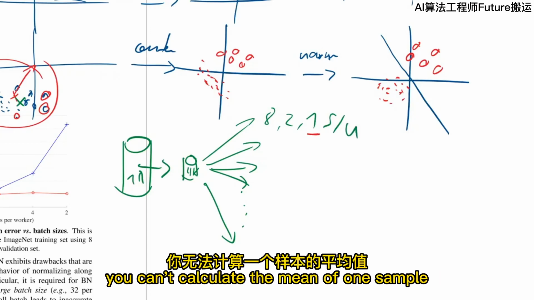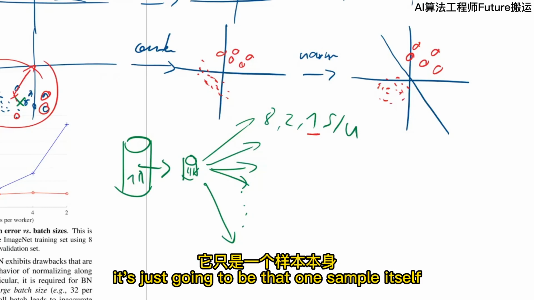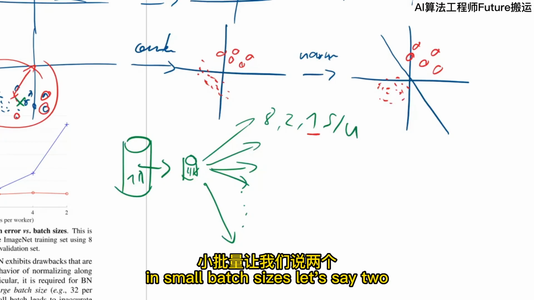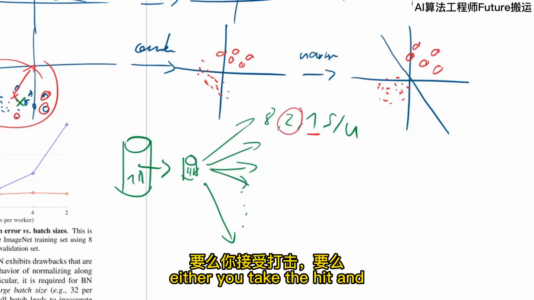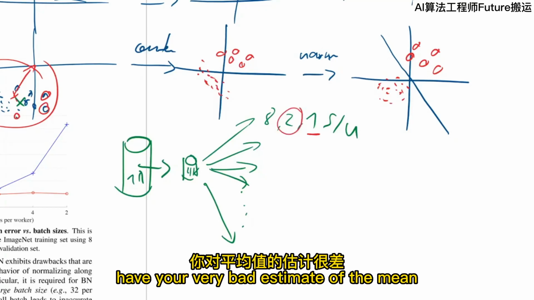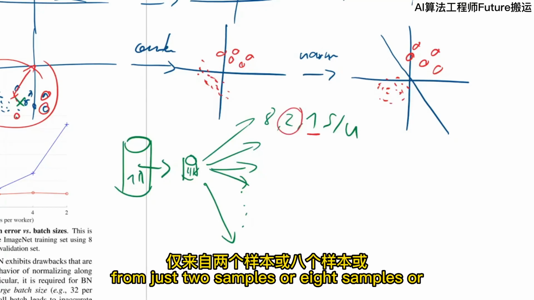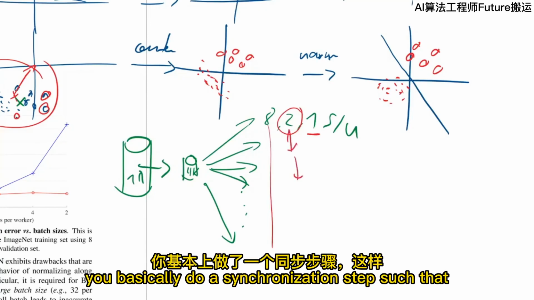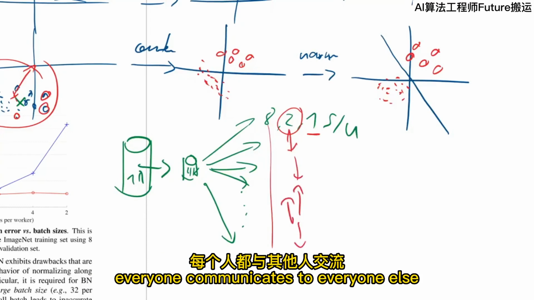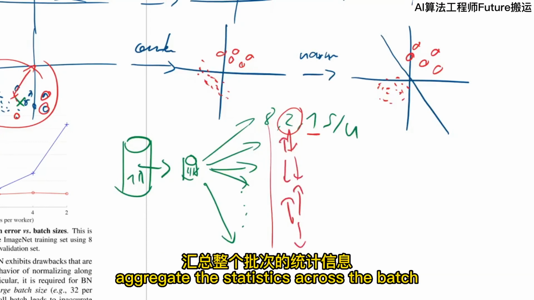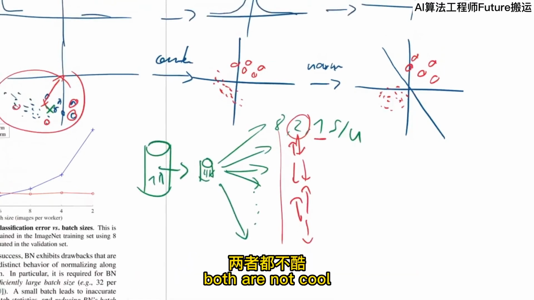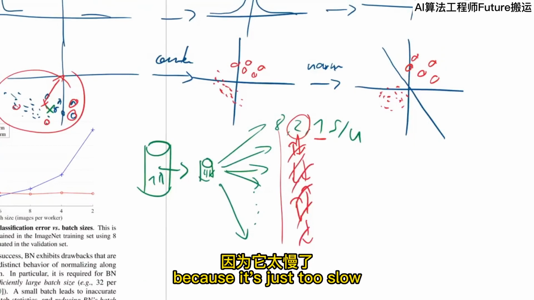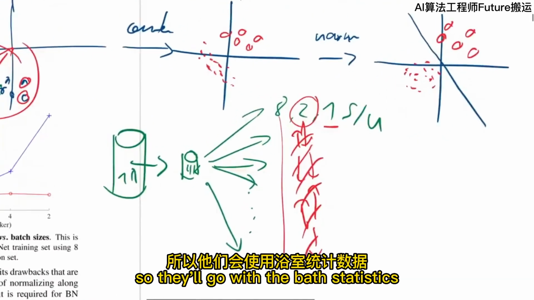You can't calculate the mean of 1 sample. It's just going to be that 1 sample itself. So you have 2 options. If you're in small batch sizes, let's say 2, either you take the hit and have your very bad estimate of the mean from just 2 samples or 8 samples, or after each layer you basically do a synchronization step such that everyone communicates to everyone else their statistics, and you can aggregate the statistics across the batch. Both are not cool. Usually these frameworks don't do this synchronization because it's just too slow. So they'll go with the bad statistics.